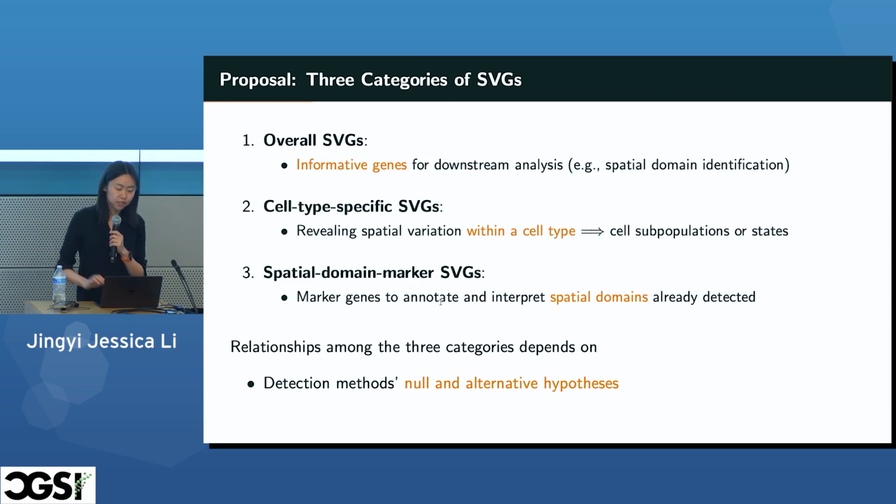Then the next question is, with our categorization, what are the relationships among them? I would say, theoretically, overall SVGs should include the latter two. But in reality, whether there is such an inclusion relationship would depend on specific methods, what each method assumes. So for this talk, especially the latter part, I will talk about the null and alternative hypotheses implemented in some typical methods. Then you can see that they are not exactly the same.